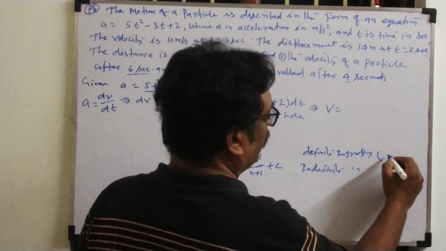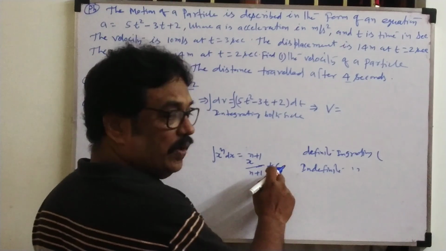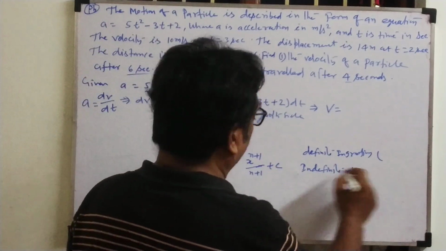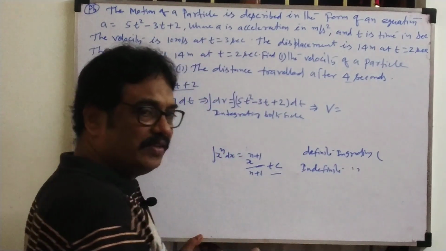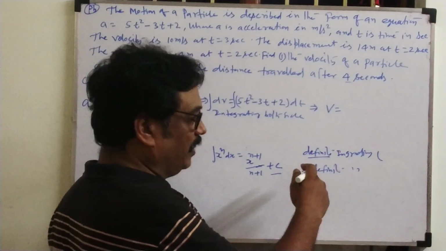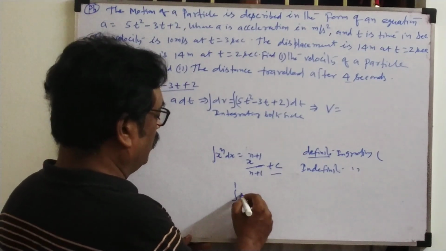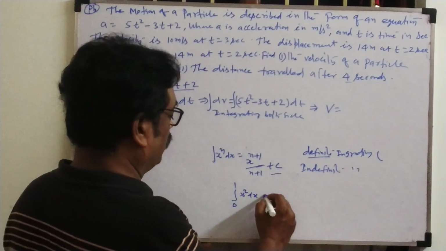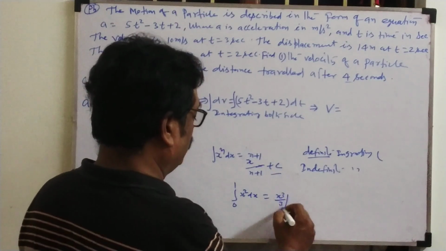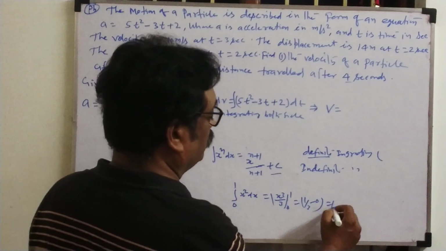In definite integration, there will be no constant. In indefinite integration we put the constant, because indefinite integration does not give a specific solution. The name itself says it: definite gives a definite result. If it is definite integration, a limit is given. Suppose integral from 0 to 1 of x square dx, what will come? x cube by 3 from 0 to 1, upper limit minus lower limit, so the answer is 1 by 3.